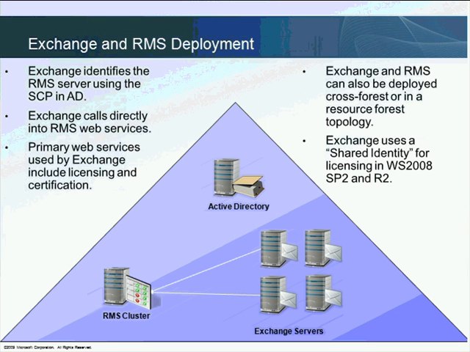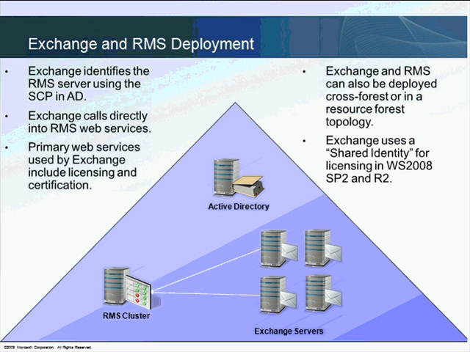You cannot do domain controller, RMS, and Exchange on a single box. If you're doing that in a standard configuration, you need to have a dedicated server. You need to have a dedicated RMS server and an Exchange server. So Exchange identifies the RMS server using the SCP in AD. Then Exchange calls directly to the RMS web service. And the primary web services used by Exchange include licensing and certification.